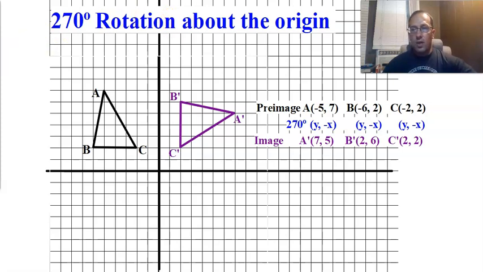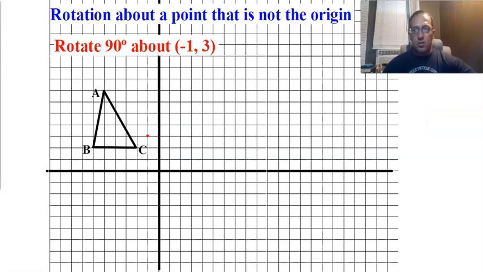All right, so we've got one last thing to look at here. Rotation about a point that is not the origin. Okay, and this is a little bit trickier. So what we are going to do is rotate 90 degrees about the point (-1, 3). It doesn't say which direction to go, so we're going counterclockwise, right? First we're going to take a look at this, and then we will see how to do this algebraically.